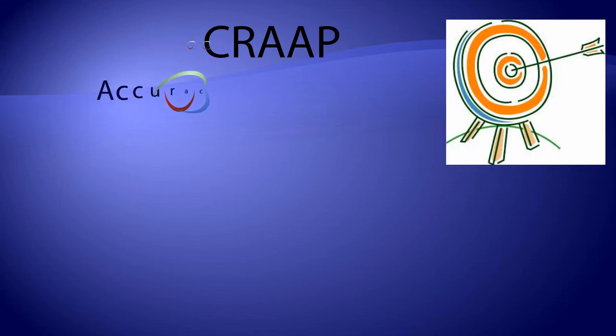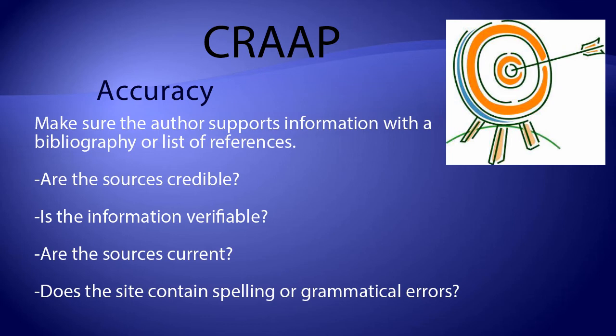The second A in CRAP stands for accuracy. You want to make sure that the information provided is supported by a bibliography or a list of references. Are the sources cited credible? Is the information verifiable and in line with what you find in other sources? Are the sources current? Does the site contain spelling or grammatical errors? If so, ask yourself if you should trust a source that does not even take the time to check their own spelling or grammar.